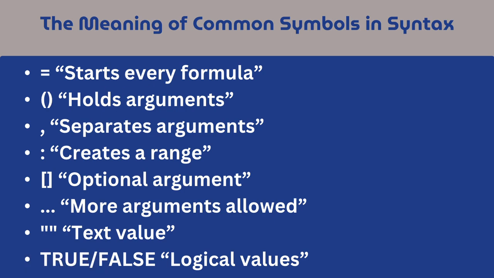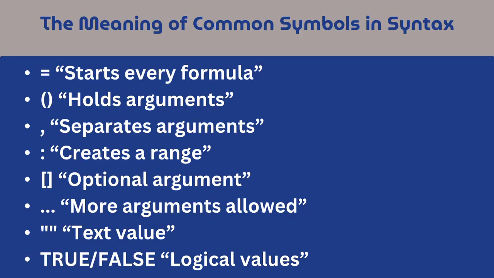That is, it is inside that bracket you put in your argument. The comma is used to separate arguments. So when you see a comma in between two maybe numbers or cell ranges inside the bracket, it means they are different arguments. Then this symbol, colon, is used to create a range. When you want to pick a range, A1:A5, that's A1 to A5.